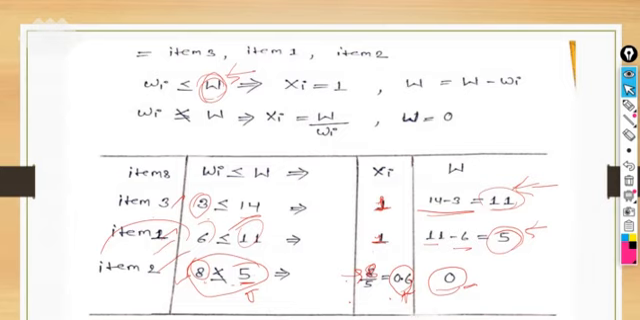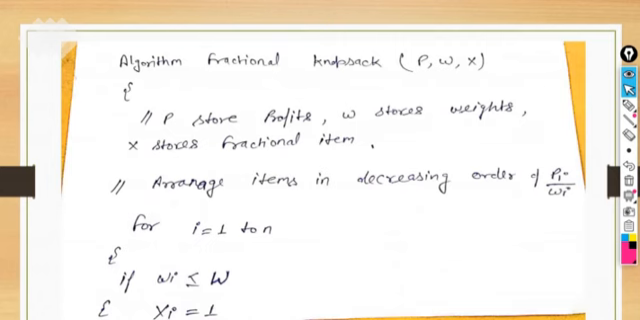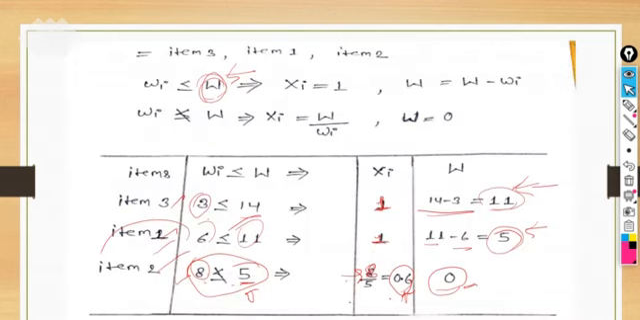Now what we will do here, our next step: you have already selected the complete item 3 and item 1, but 8 by 5th part of item 2 you will select to insert. So it's all about the selection of the items that you have to insert into the knapsack.